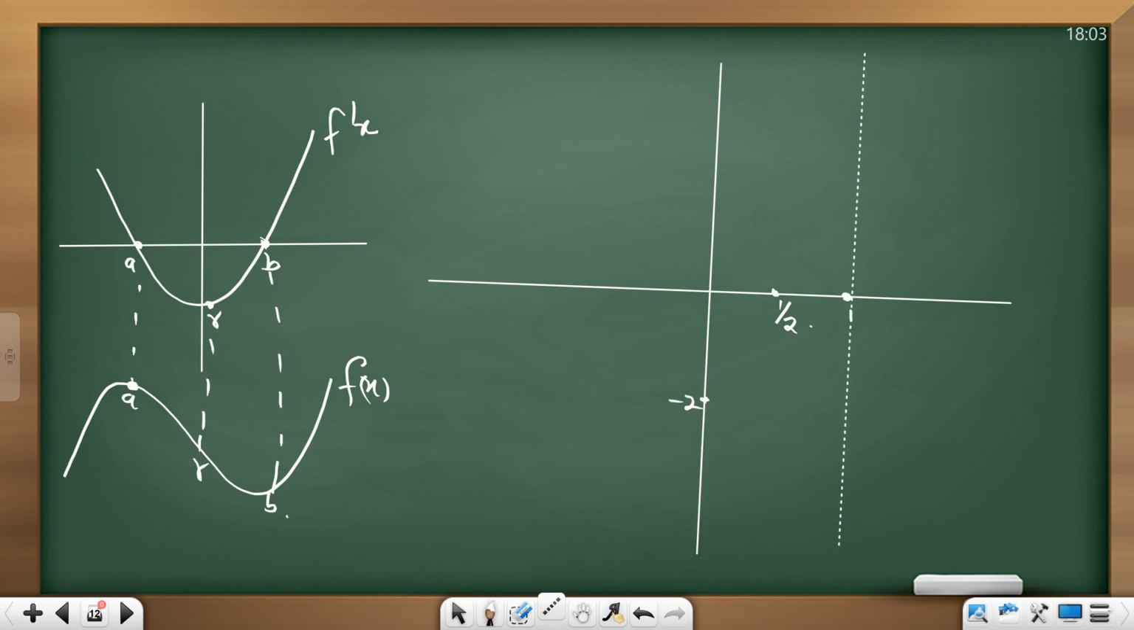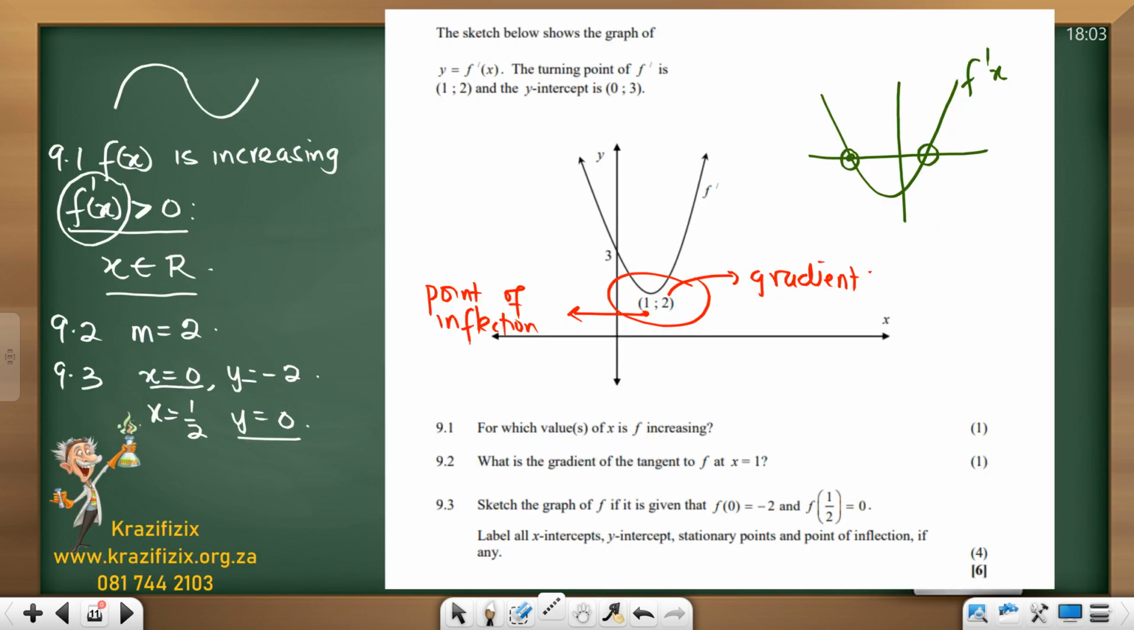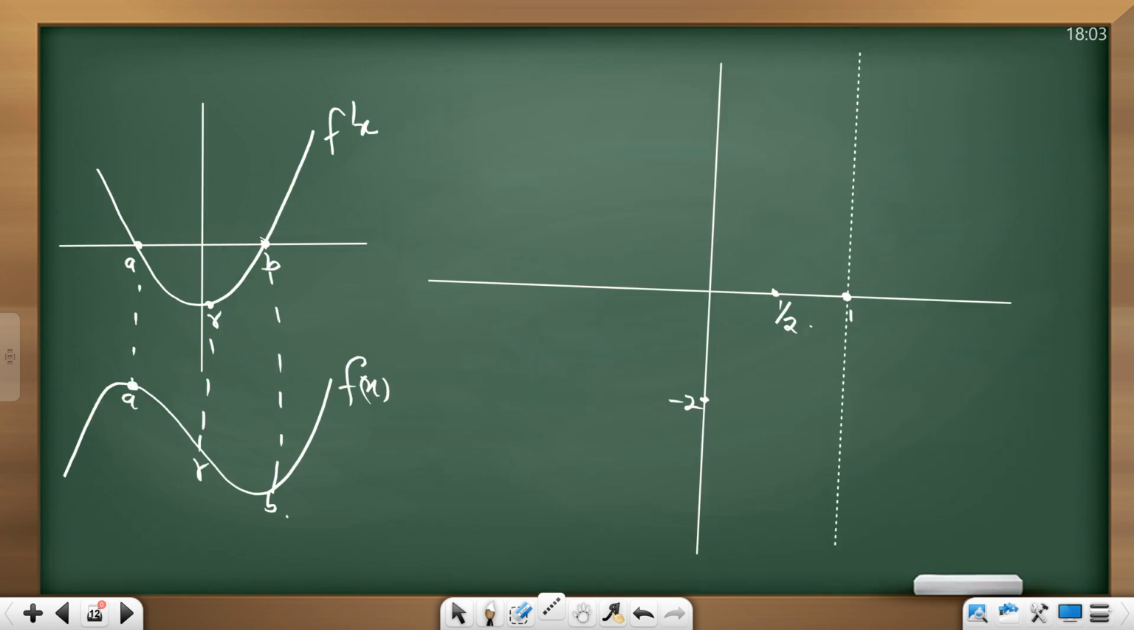Where our graph is what? I'm not done yet. Is there any other point we know? Okay, that 3. The turning point, normally we would say that if they had given us, turning point will always be the x-intercept. No, we're not assuming the shape.